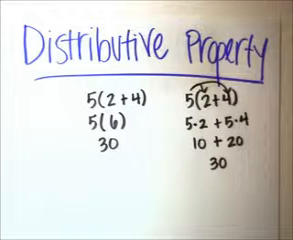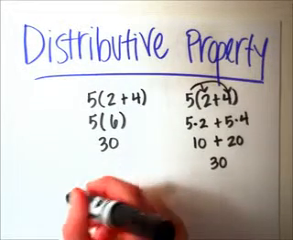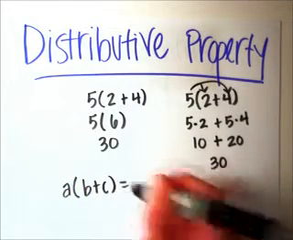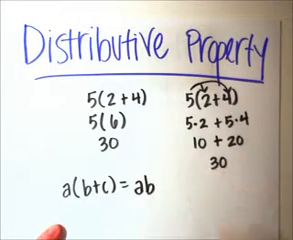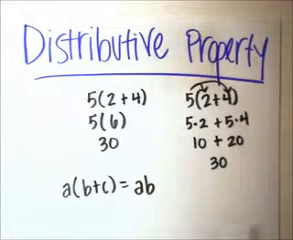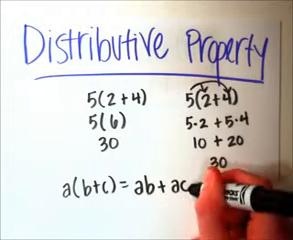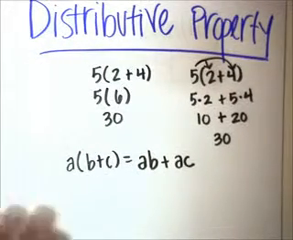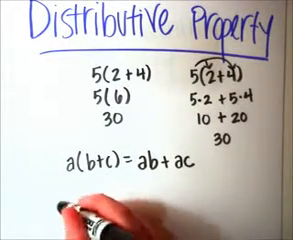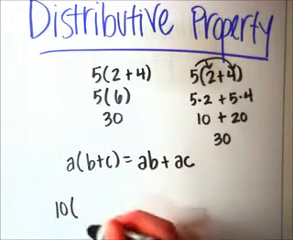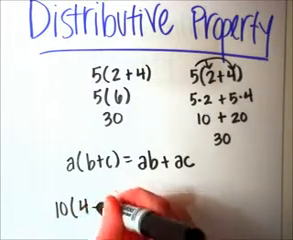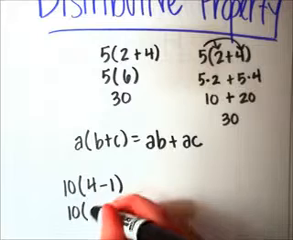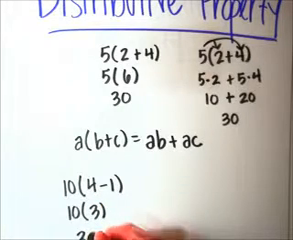Now, if you wanted to represent this rule algebraically, you could say A(B + C) is equal to A times B, which we can represent as AB without the dot multiplication, plus A times C. That's one way that we can use the distributive property. If we want to do a little bit of clarification, we could have also had the problem 10(4 - 1). So if you solve it traditionally, you end up saying 10 times 3, which gives you 30.